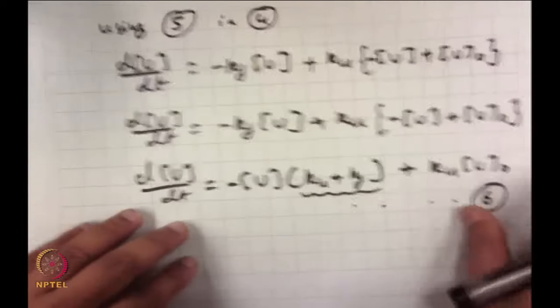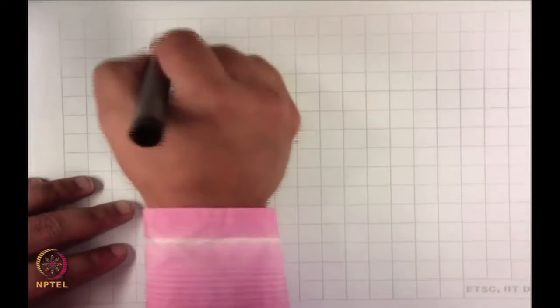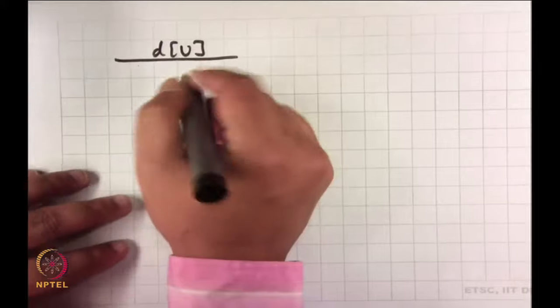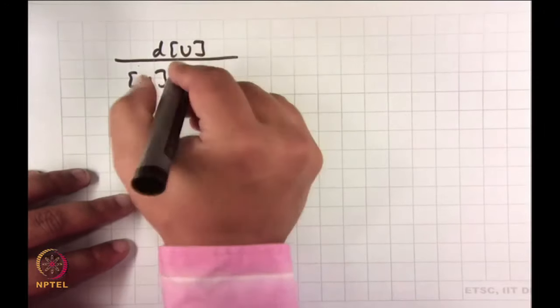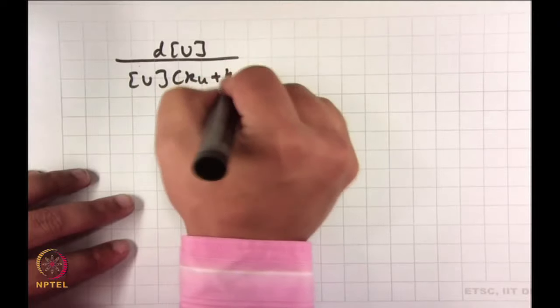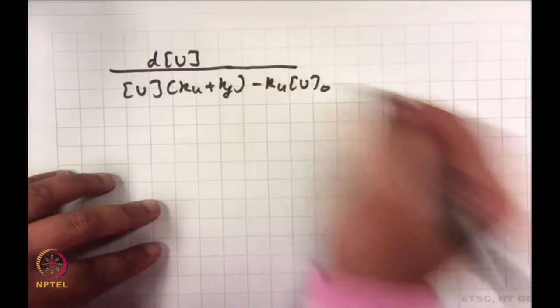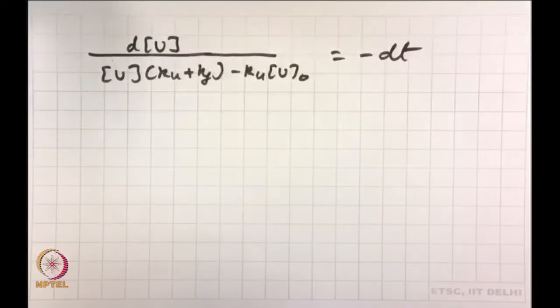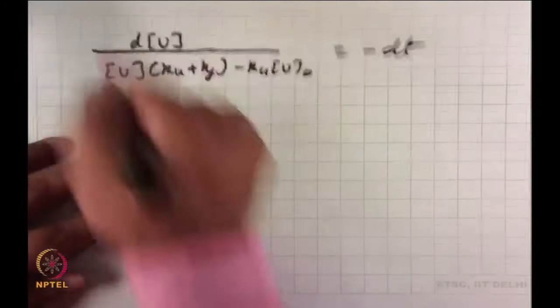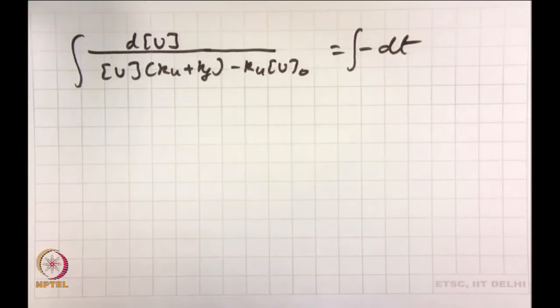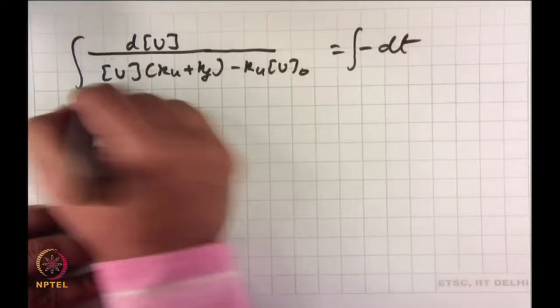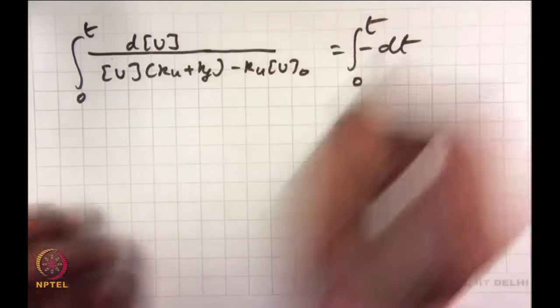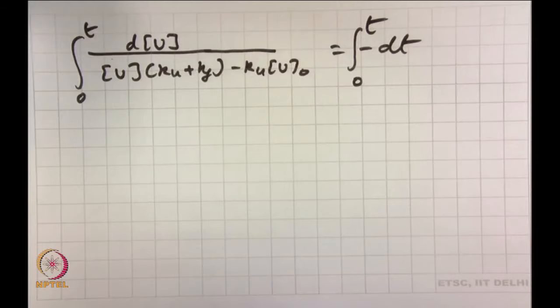Okay. So, to solve this equation, we just integrate. So, that means I take d u over concentration of u, k u plus k f, k u u naught, equal to minus d t, and I will integrate. What will I integrate between? I will integrate between t is equal to 0 to t is equal to t. Now, that is the integration I am going to follow, as simple.